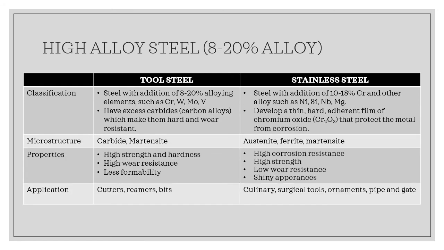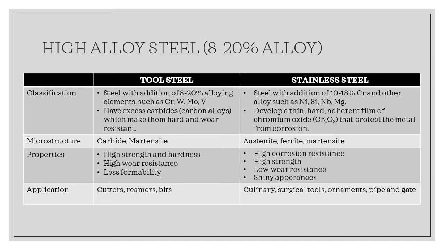Another type of steel is high alloy steel. It is a steel with addition of 8 to 20% alloy. It has two types, which is tool steel and stainless steel. For tool steel, different from plain carbon steel, it has addition of 8 to 20% alloying element that produces excess carbide, which makes them more hard and more wear resistant.